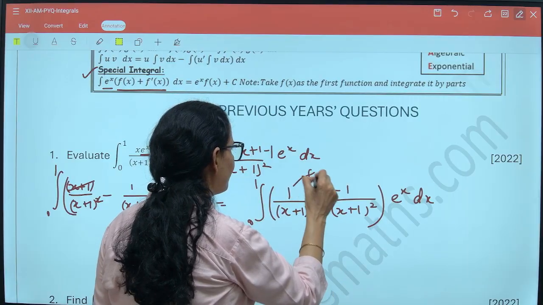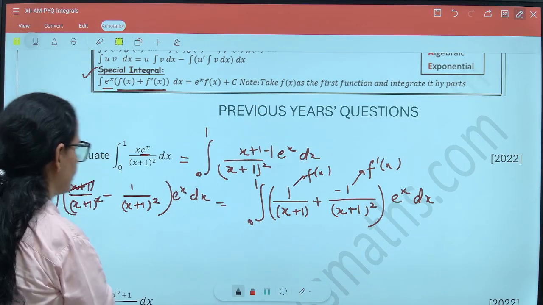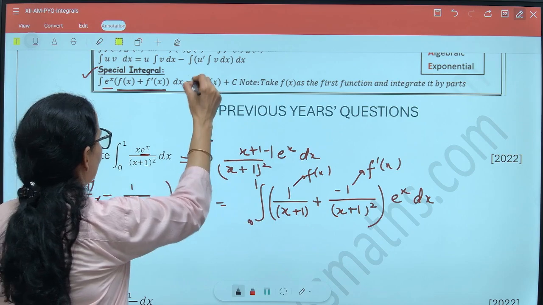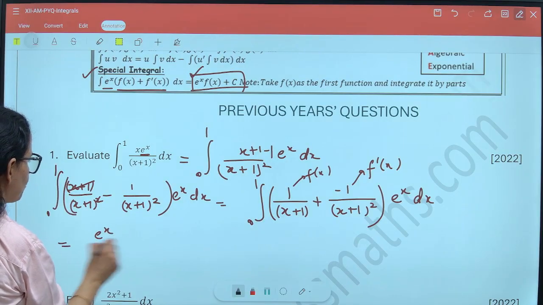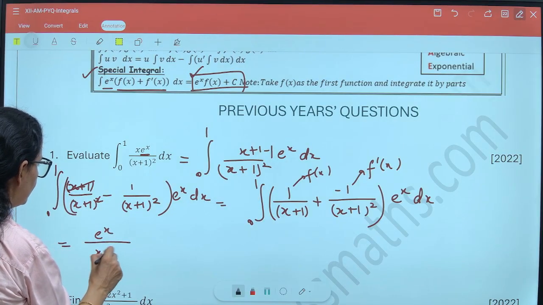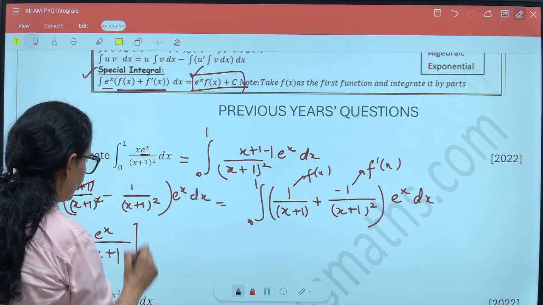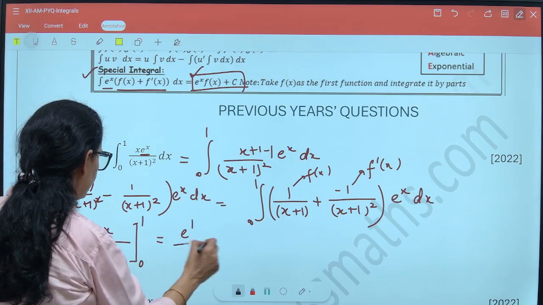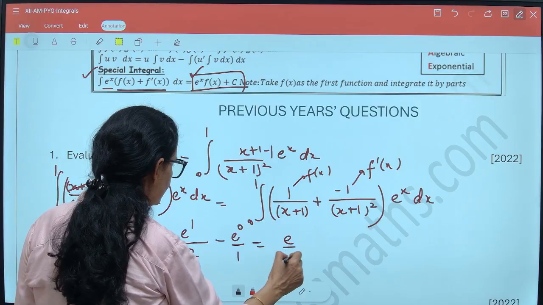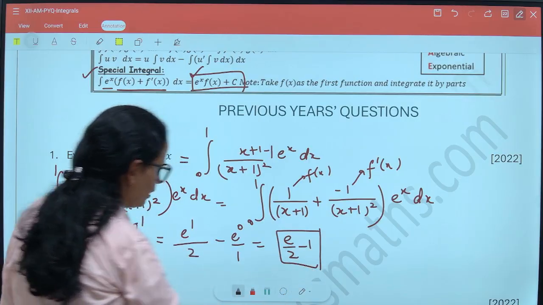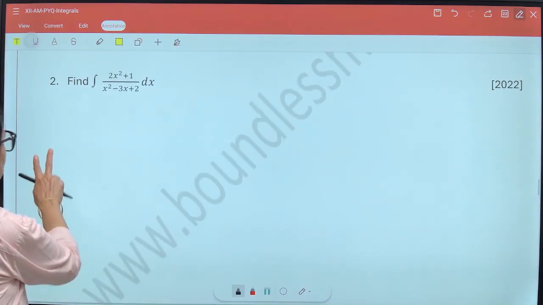So this is f(x) and this is the derivative of f(x), right? So the integral of such a question is e raised to power x times f(x) plus c. This is your answer. So in this question it is going to be e raised to power x, and the function was 1 upon x plus 1. In place of c we have the upper and lower limits. So we'll put these limits: e raised to power 1 upon 1 plus 1, which is 2, minus e raised to power 0 upon 1. So the answer is e by 2 minus 1, and this is your final answer. Understood? Easy? Wonderful. Let's come to the second question.